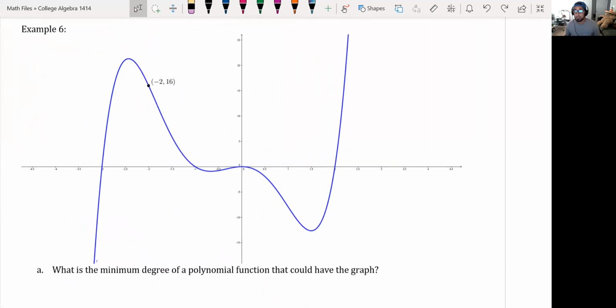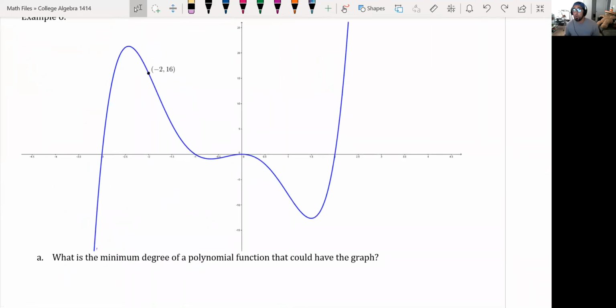All right, 6. Same thing here. What is the minimum degree of a polynomial function that could have the graph? And once again, we look at how many times we cross or even touch the x-axis. So left to right, 1, we cross there. 2, we cross there. But then look at 0. Do we cross or touch? At 0, we touch. So this means that 0 is going to have an even multiplicity.